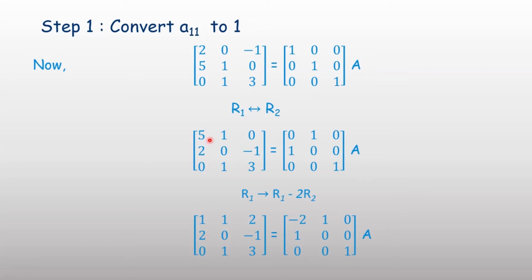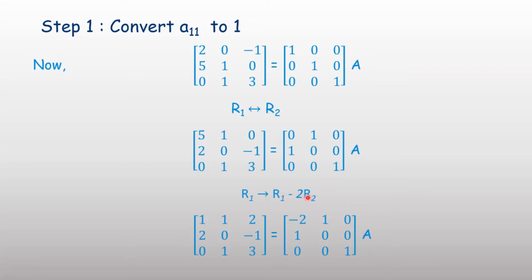Apply the operation. Multiply the second row by 2 and subtract from the first row. Multiply by 2 means 2 2 is 4, and 5 minus 4, 1 written here. 0 into 2 is 0, 1 minus 0 is 1. Then 0 minus 2 into minus 1, 0 plus 2 is 2. Similarly here 0 minus 2 equal to minus 2. 1 minus 2 into 0 is 1, and 0 minus 2 into 0 is 0.